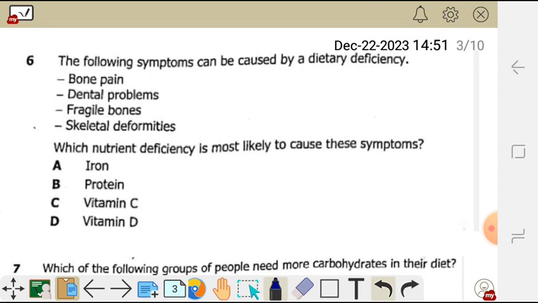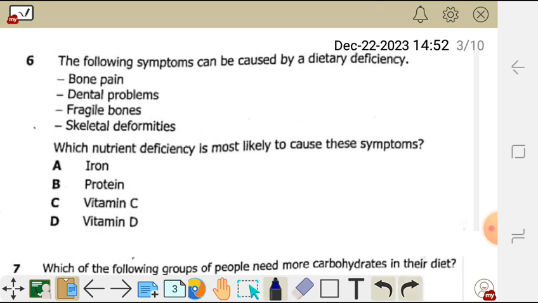So these symptoms can be caused by a dietary deficiency. We have bone pain, dental problems, fragile bones, and skeletal deformities. The question continues: which nutrient deficiency is most likely to cause these symptoms? A, iron. B, proteins. C, vitamin C. D, vitamin D. The most likely nutrient deficiency which can cause this is vitamin D.